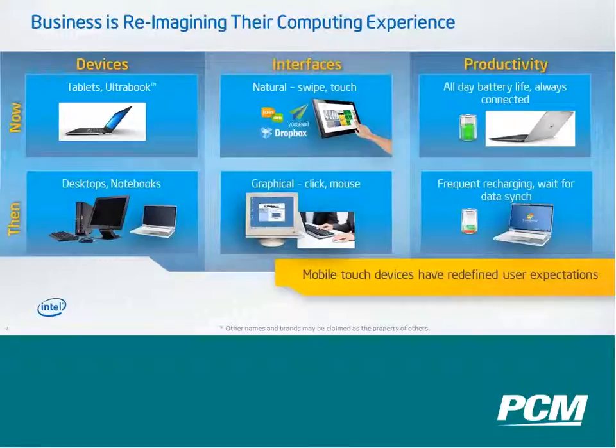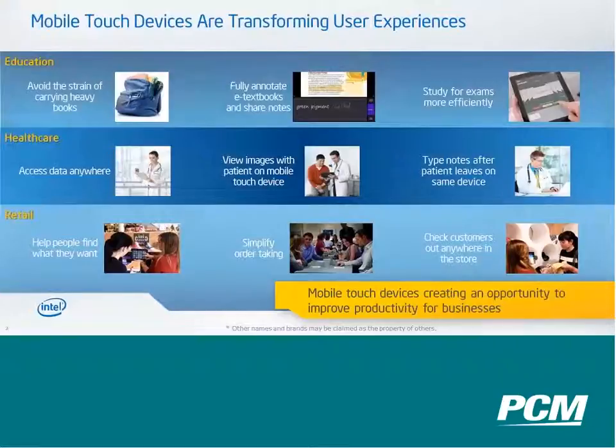So, three big pillars that we see from an Intel perspective: just how things have changed on the device side, interface side, and productivity side, and where we see things going. Now, I'll give you a couple of examples on touch devices and how they're transforming the user experience overall. I picked three major verticals: education, healthcare, and retail, and we'll see how devices are changing.